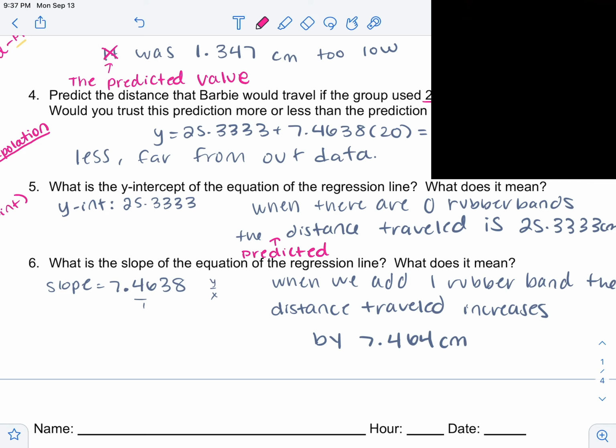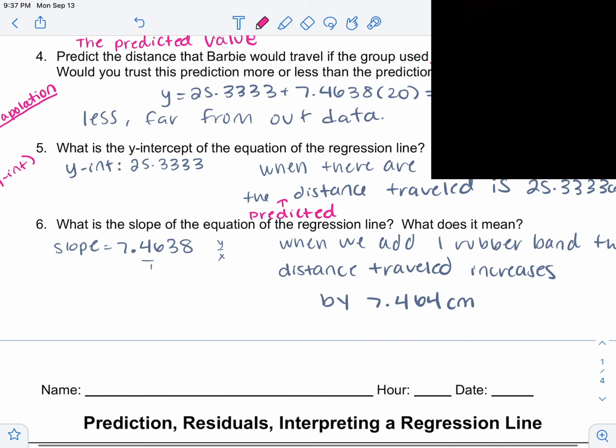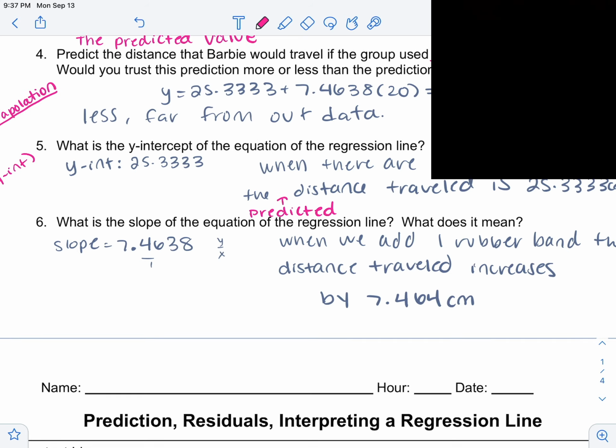Moving on to question 6, what is the slope of the equation? So the slope is 7.4638. Now with slope, and I kind of wrote it there a little bit, but remember, slope is rise over run, or the change in y's over the change in x's. So we think about it kind of like a fraction. And notice here, I don't actually have a fraction. I have a value, but I could always put any number I want over 1 to turn it into a fraction. And so what ends up happening when I put that slope over 1, I see that the y's change by 7.4638 every time the x changes by 1.